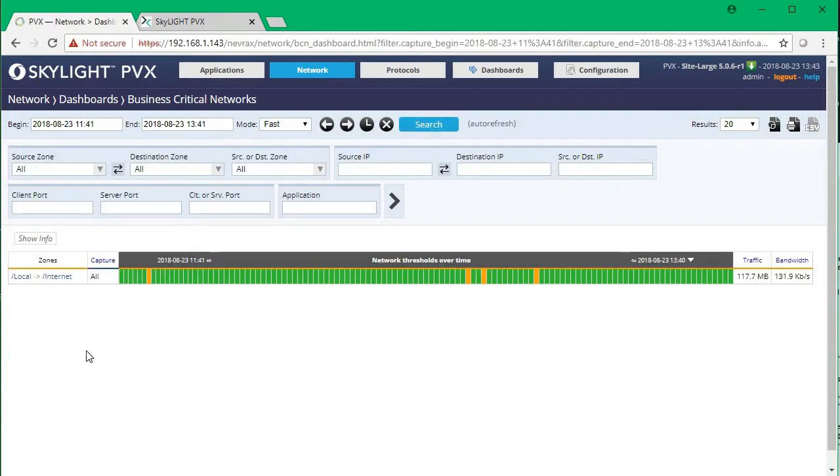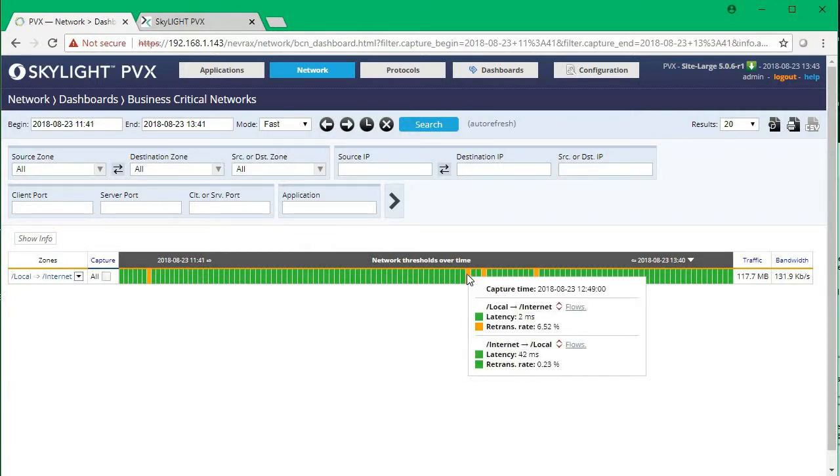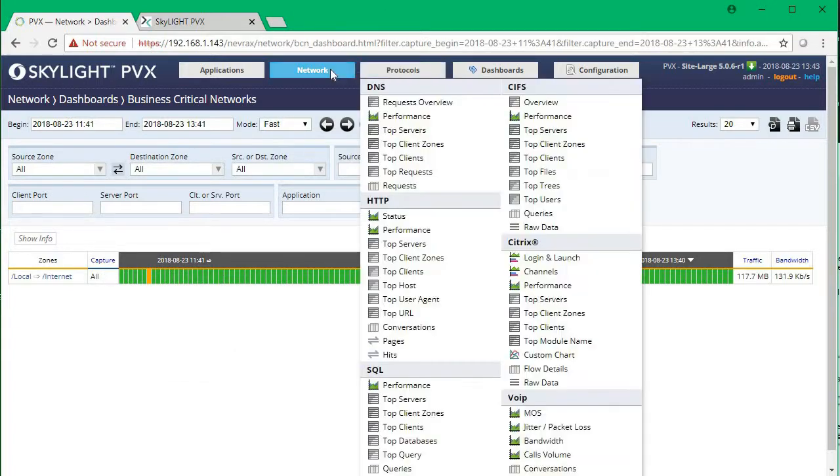And as you can see, our local network, everything looks pretty good there. Got a couple of yellows, and basically the yellows are retransmission rates. The latency looks relatively good, 2 milliseconds. But again, the yellow there, that's retransmission rate, so some TCP retransmissions going on.